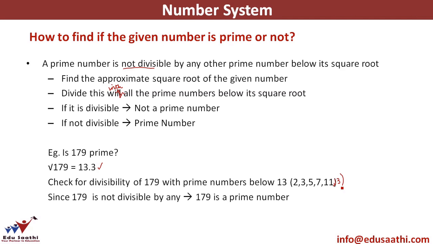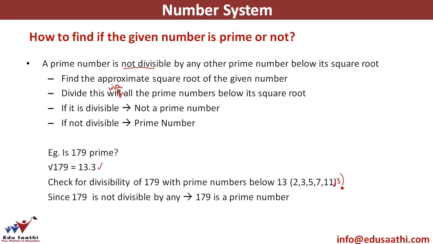So, a prime number has two factors, one and the number itself. It is not divisible by any other number below its square root. So, I find out the approximate square root and I try to divide the number with all the prime numbers below its approximate square root. If it is not divisible, it is a prime number. That is a way to calculate whether the given number is a prime number or not.